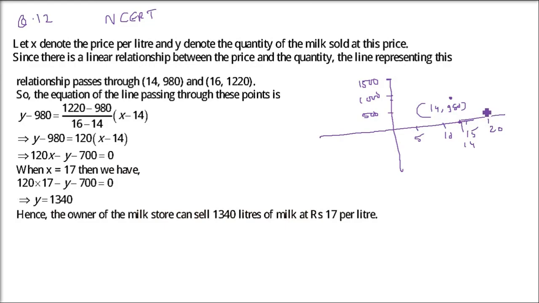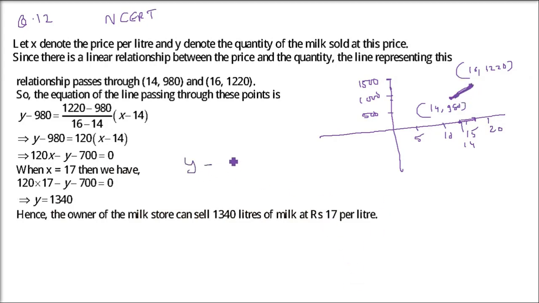The second point would be at 16, it will be 1220. So at 16 it will be somewhere here. It's just an approximate point I'm taking. This is another point. So we get 2 points now, and we can have a line here. We will find how many liters he could sell weekly at rupees 17 per liter. So this is a linear equation.